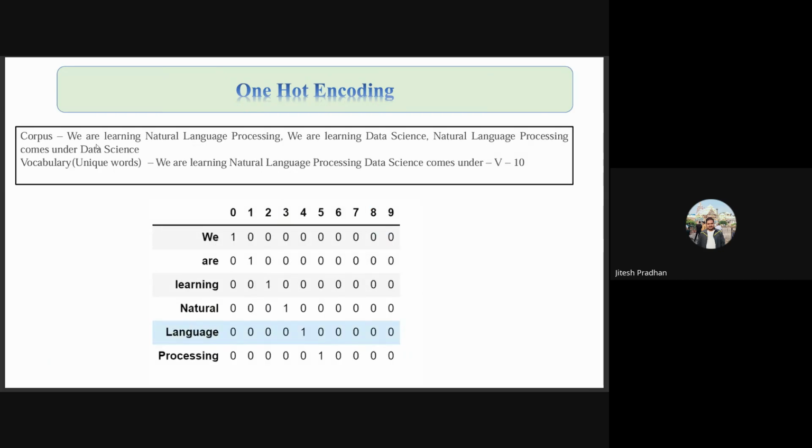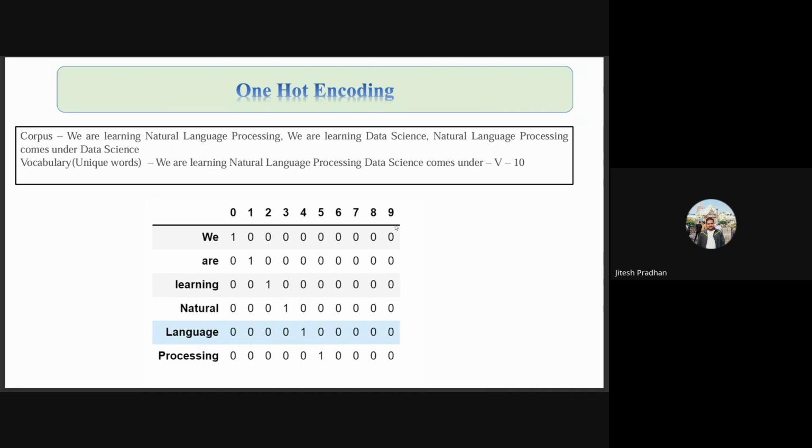So we have this corpus. We are learning natural language processing. We are learning data science. Natural language processing comes under data science. Okay, now consider this. So the total vocabulary size will be 10. Look here: we are learning natural language processing, data science comes under. Because in these three sentences, we have 10 unique words.